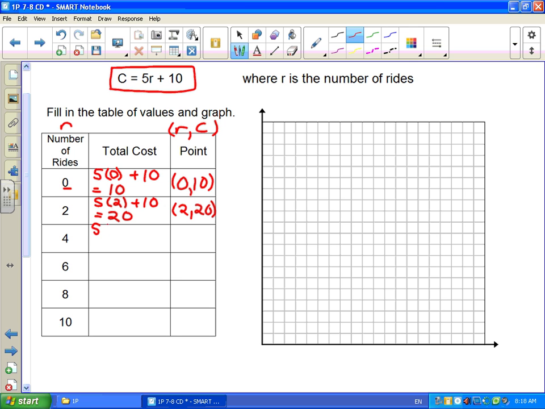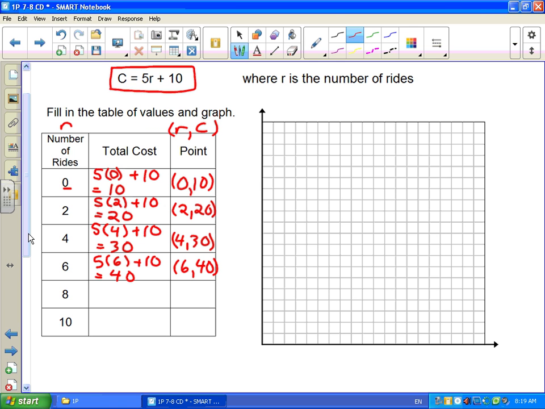We've got 5 times 4 plus 10. 5 times 4 is 20, plus another 10 is 30. So we'll have the point (4, 30). 5 times 6 plus 10. 5 times 6 is 30, plus another 10 is 40. So we'll have the point (6, 40).